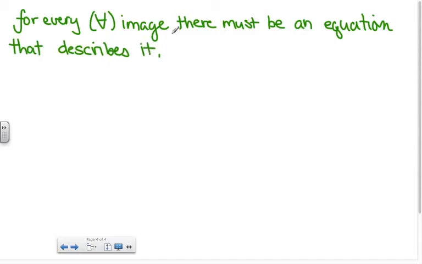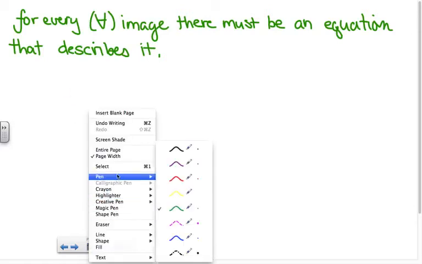Okay? And that's a very key point in mathematics. Even if the equation cannot be solved explicitly, meaning in terms of y, every image that you see has an equation that describes it. You might not always be able to find it, but it exists. But in this class, we'll always have equations that we can work with.